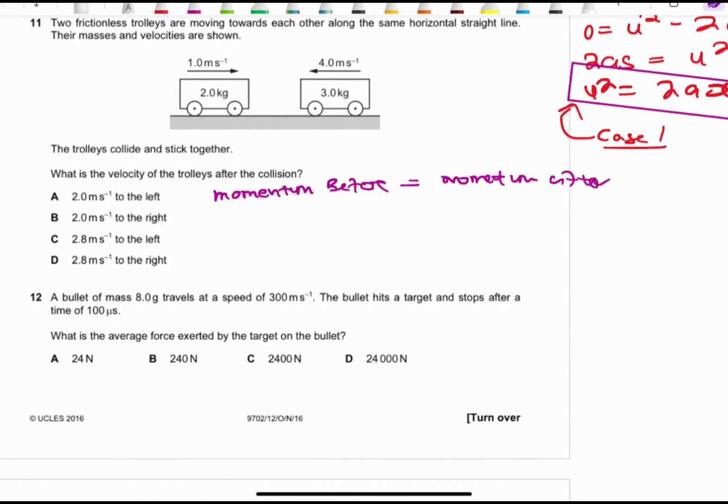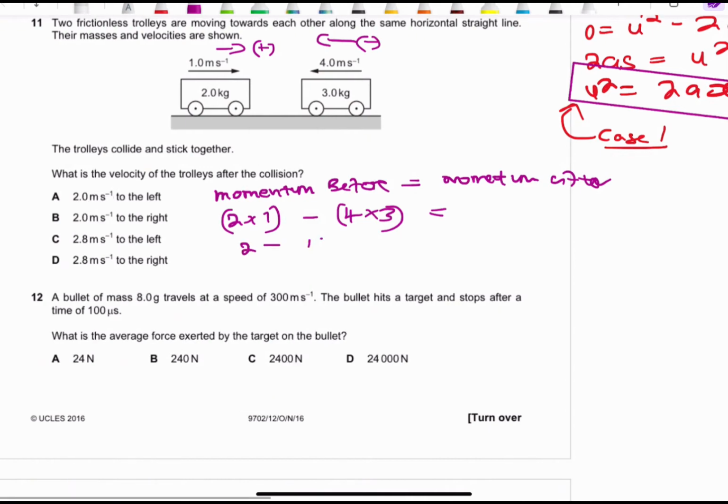Before, what's going on here? Before we have 2 times 1, but we subtract, because this is acting in the negative direction and this is acting in the positive direction. So subtract 4 multiplied by 3, right? This should be equal to the momentum after the collision. I hope you're following. So 2 subtract 12, that's going to be negative 10, and that is equivalent to the momentum after.